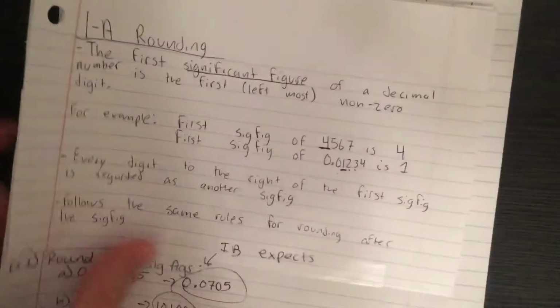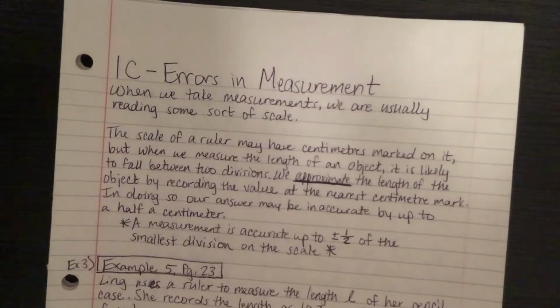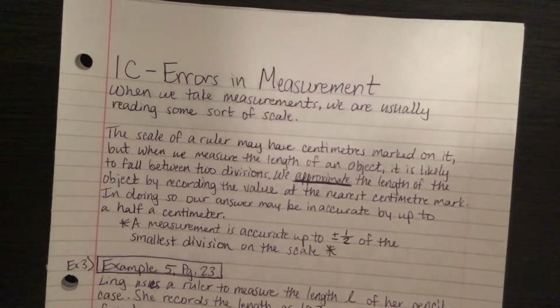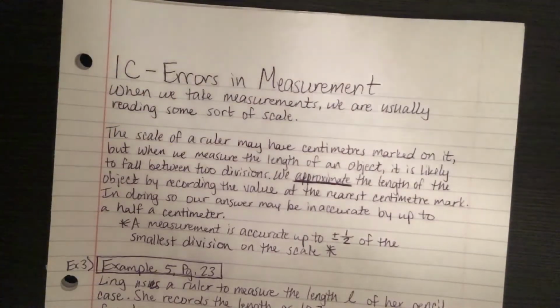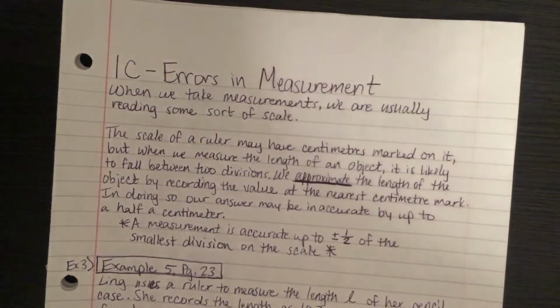And so we're going to move on. So that was 2 sections pretty quick. Just using sig figs and then using sig figs to approximate numbers. This is a pretty swift unit. And so what we're going to talk about now is some errors that people can make in measurement.